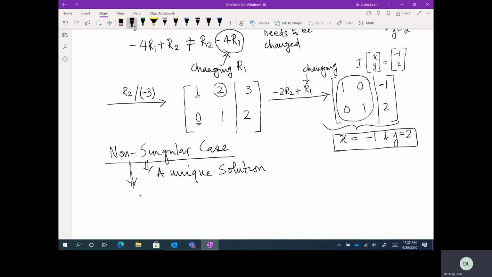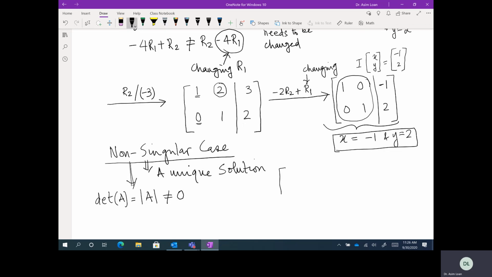Non-singular simply means your determinant, this is how you write the determinant, determinant of A is not equal to 0. Obviously determinants are only calculated for square matrices, so it doesn't make sense to say a rectangular matrix is singular or non-singular. It's only square matrices that are singular or non-singular. So if the determinant is not equal to 0, you'll have a unique solution.